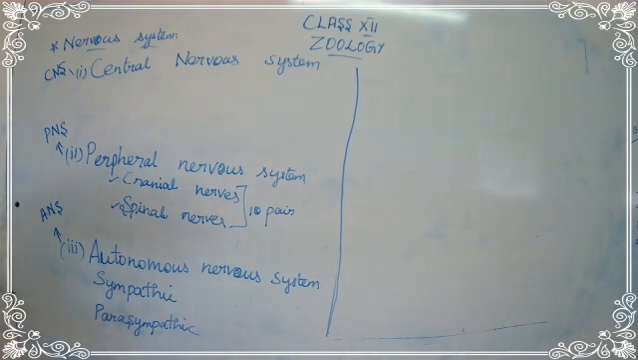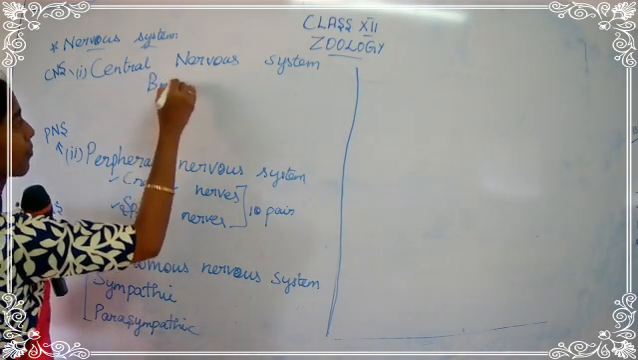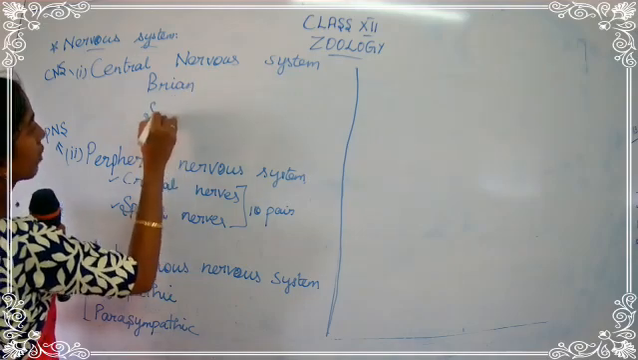And they all control involuntary functions of visceral organs. Okay. So, it is a control of visceral organs. And the CNS, that means central nervous system, only contains the brain and spinal cord.